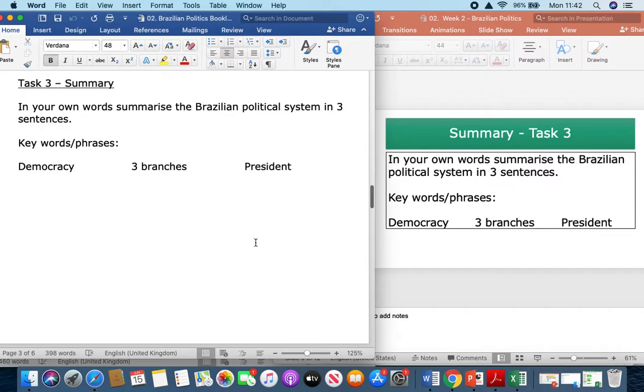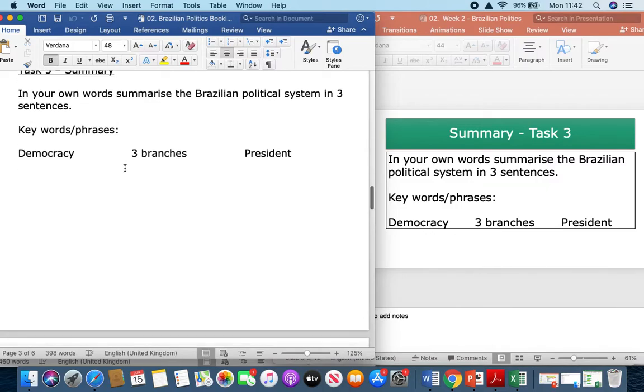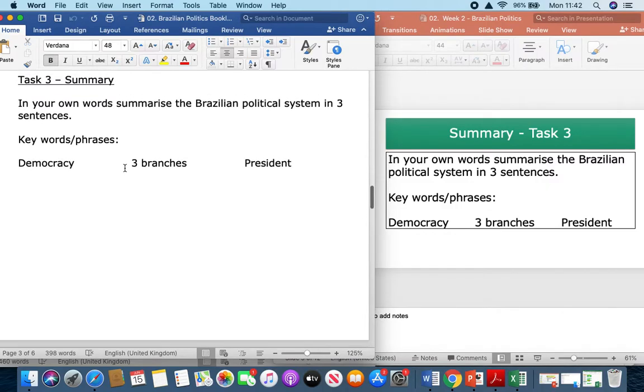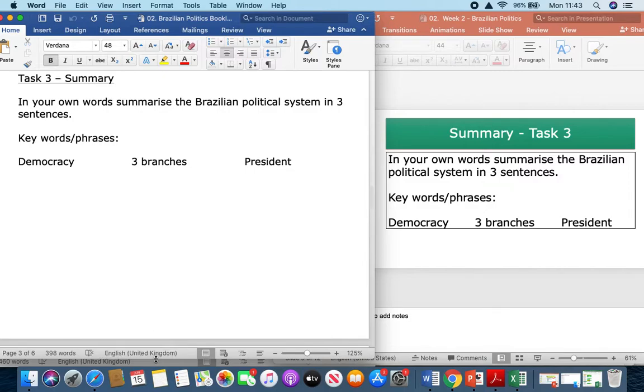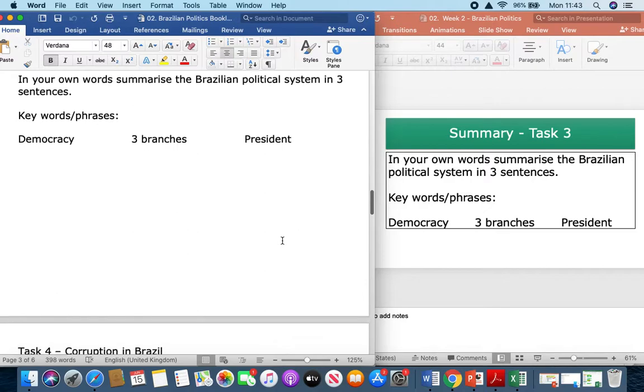Task 3. Summarize Brazil's political system in 3 sentences. You can use keywords or phrases, but basically you need to have these 3 things in there when you're talking about it. So you get 3 sentences to do it. Just because I'm saying you don't have to do as much, make sure you have enough detail in there. Don't just write something really, really basic.